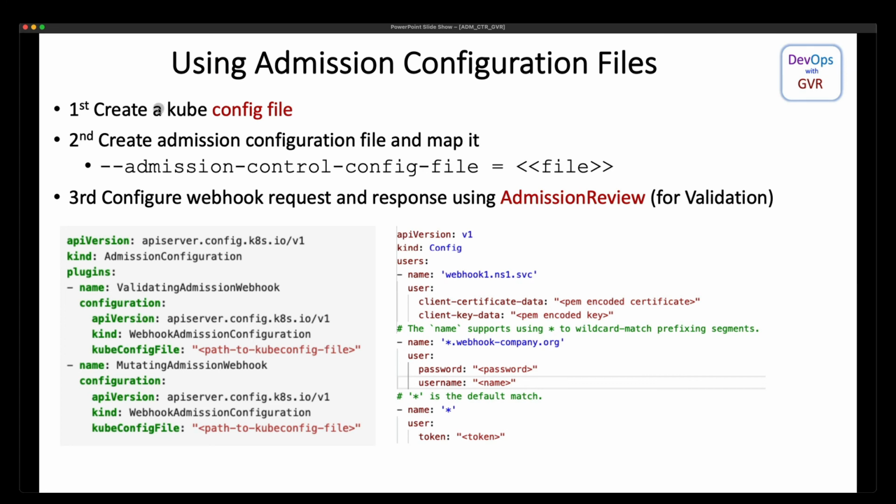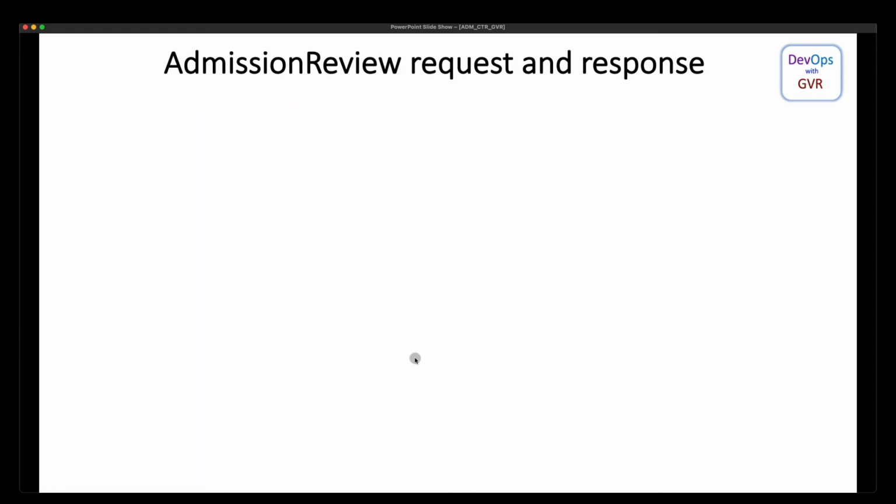So now, step one, you understood what this config file is. It is nothing but the configurations specific to the webhooks. Webhooks could be anything, validating or mutating, right? And the second one is how you specify it here, in the admission control configuration file, which is at the API server level. So here is the next step.